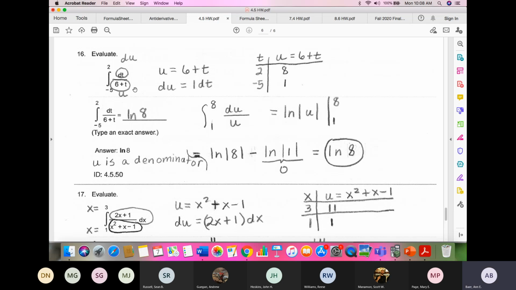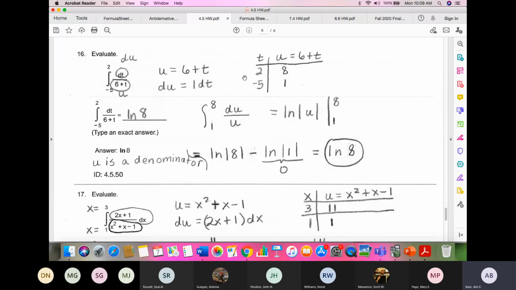So they're using t's here and not x's. We've got a problem about time here, apparently. So we have our u equals 6 plus t. So our du is the derivative of 6, which is 0, that's an additive constant, plus the derivative of t, which is 1. Now we're working in t, so it's dt on this side.